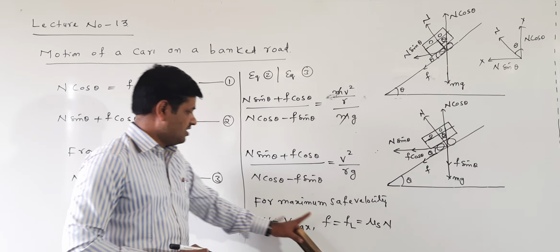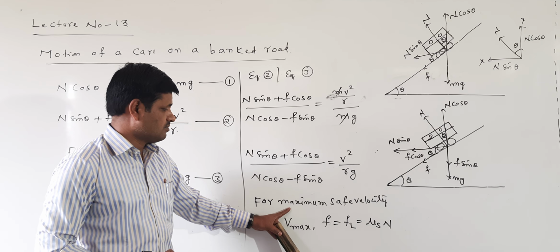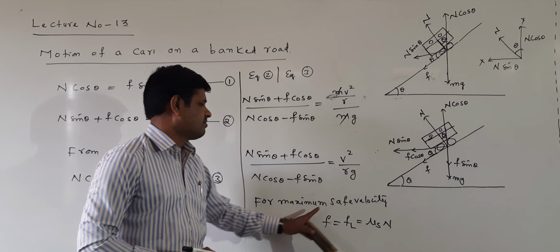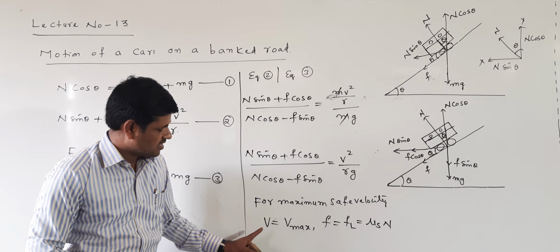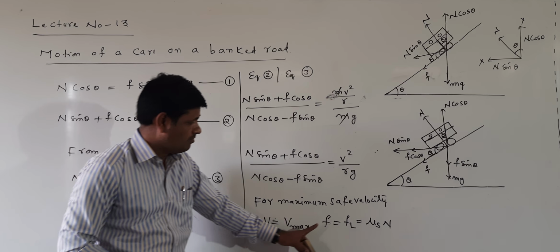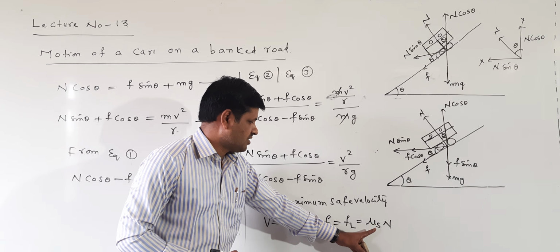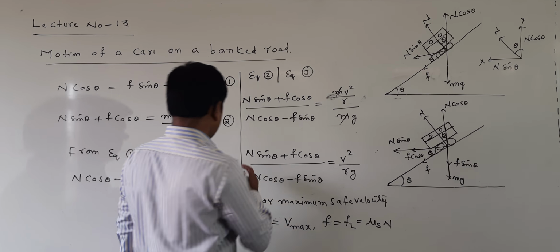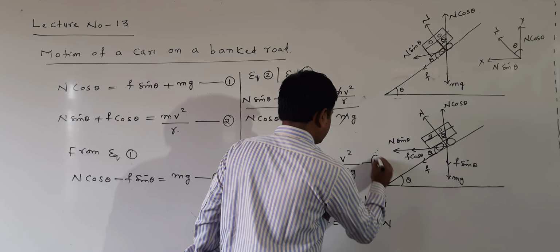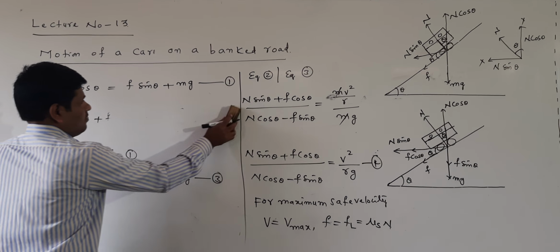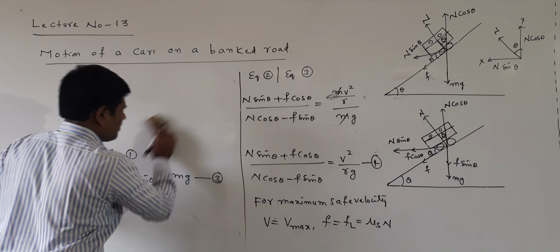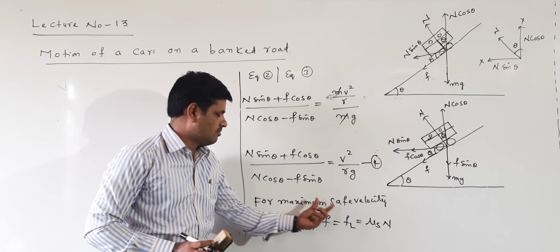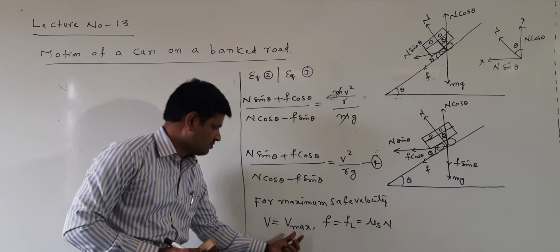For this condition, the velocity of the car becomes the maximum safe velocity. What is the condition for maximum safe velocity? v is equal to v maximum, and friction becomes limiting friction, that is equal to mu s into N. That condition we substitute in this equation. Now equation number 3 is completed. We substitute in equation 4. Now when substituting in equation 4, what are we getting here? This is called the maximum safe velocity. For the maximum safe velocity, v becomes v maximum.